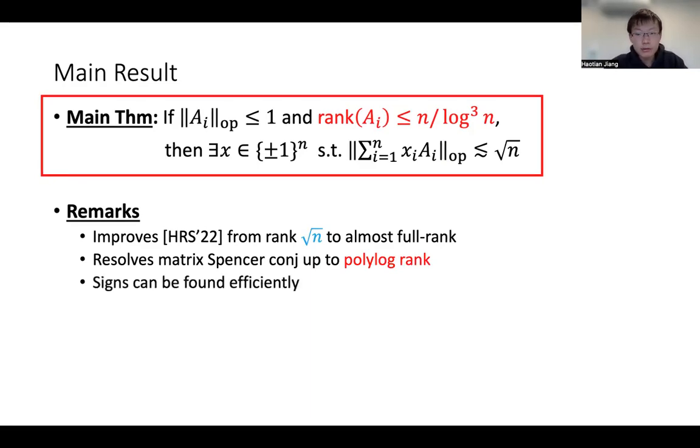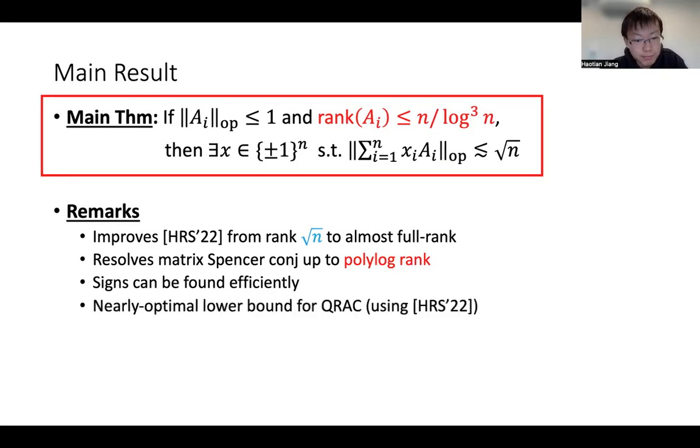And it turns out that these signs xi can be found efficiently using standard techniques from algorithmic discrepancy, but I'm not going to go into that. Okay? And because of this connection to quantum random access codes observed by HRS, this gives a nearly optimal lower bound for quantum random access codes in the corresponding regime.